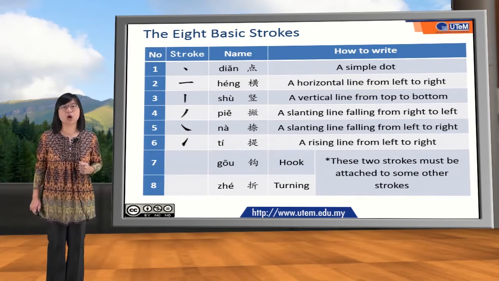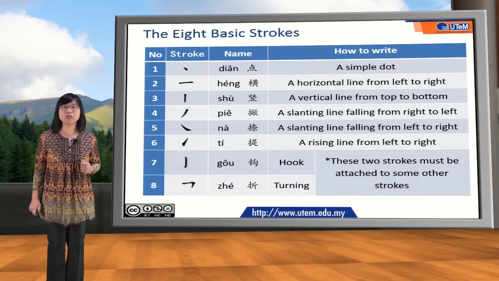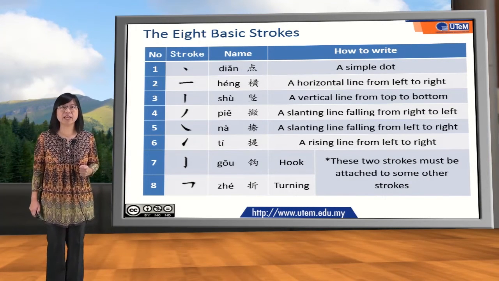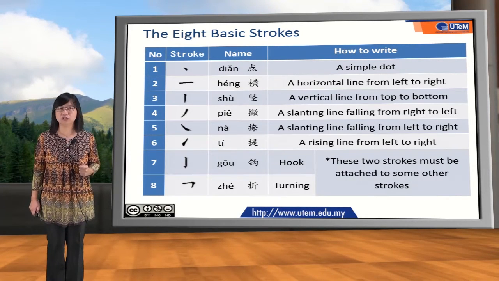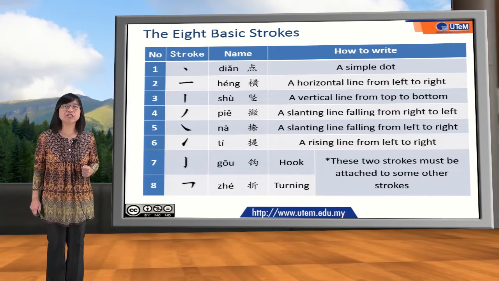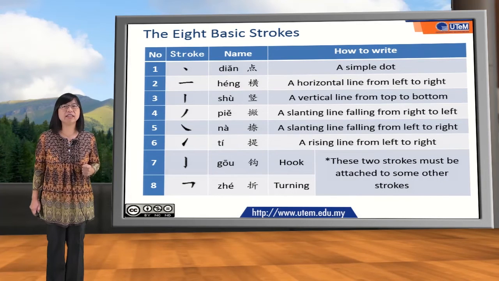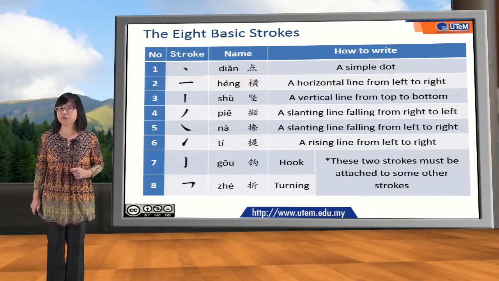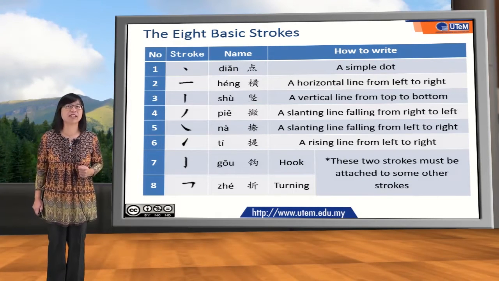Number 7 is 勾. And number 8 is 折. These two strokes must be attached to some other strokes. So, number 7 is 竖勾, and number 8 is 横折. The direction of the strokes is important. I will tell you how to write all these strokes right in the next video. Please remember that the best way to learn to write Chinese is to practice many, many times.